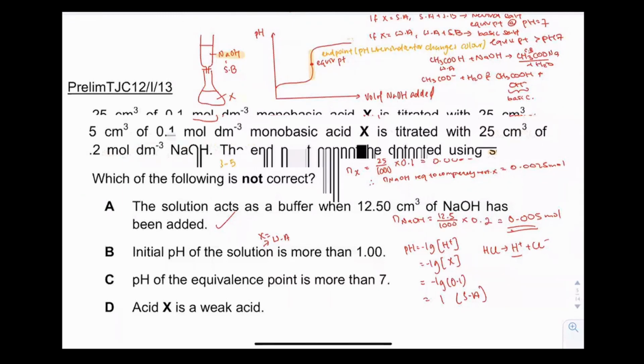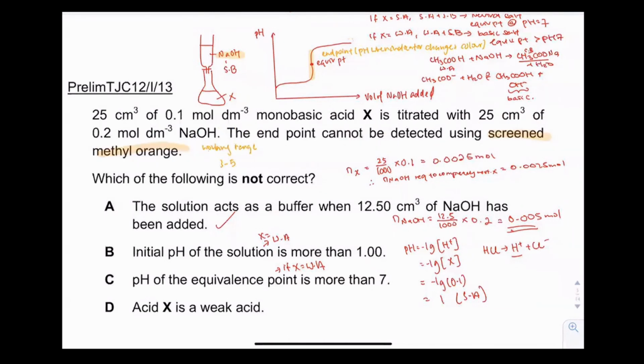Let's take a look at C. pH of the equivalence point is more than 7. So again, that's already mentioned. If it's a strong acid, it'll be 7. If it's weak, it'll be more than 7. And D, acid X is a weak acid. So you see, there can only be one answer which is not correct. So B, C, and D are all based on the fact that X is a weak acid.